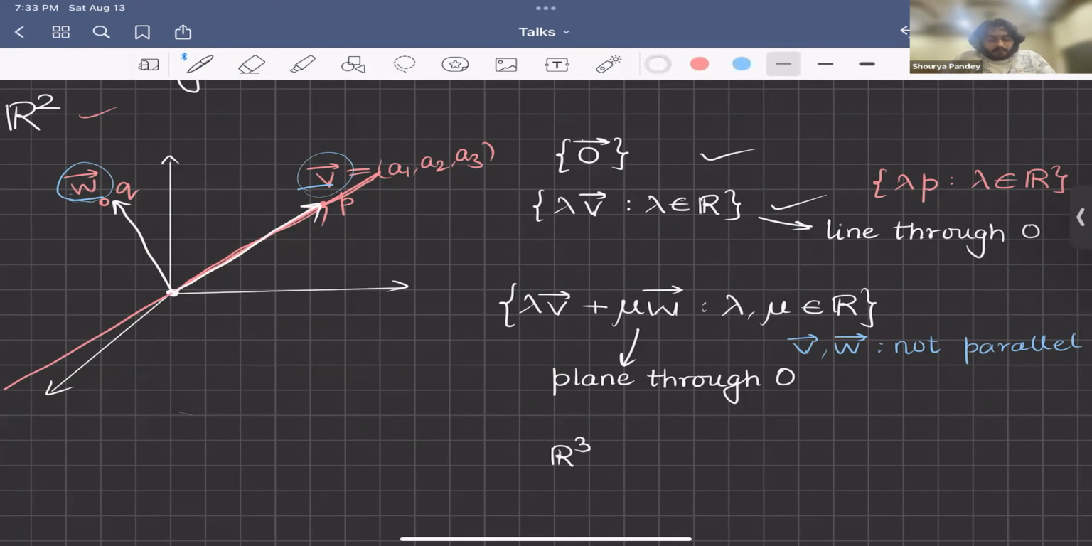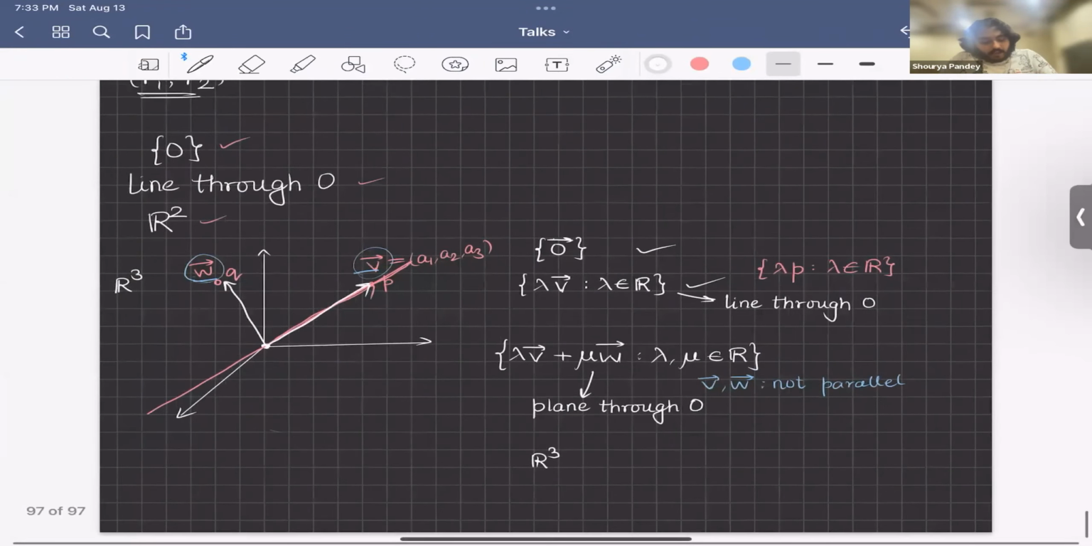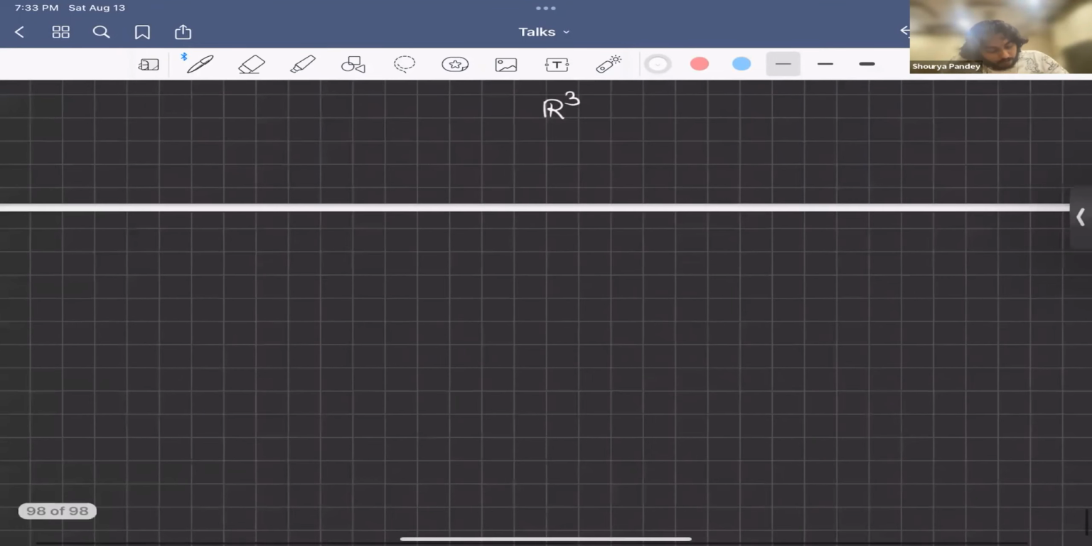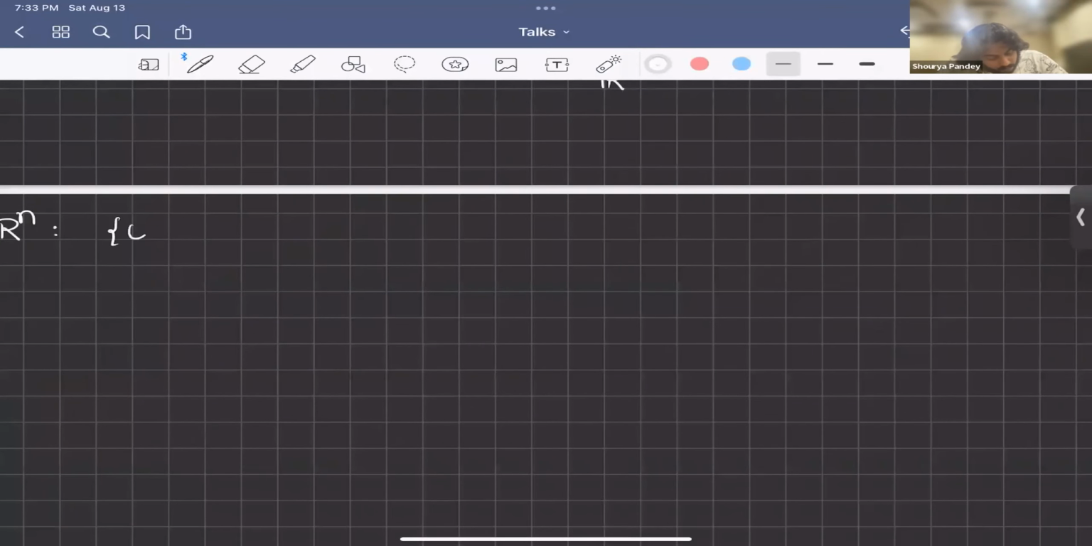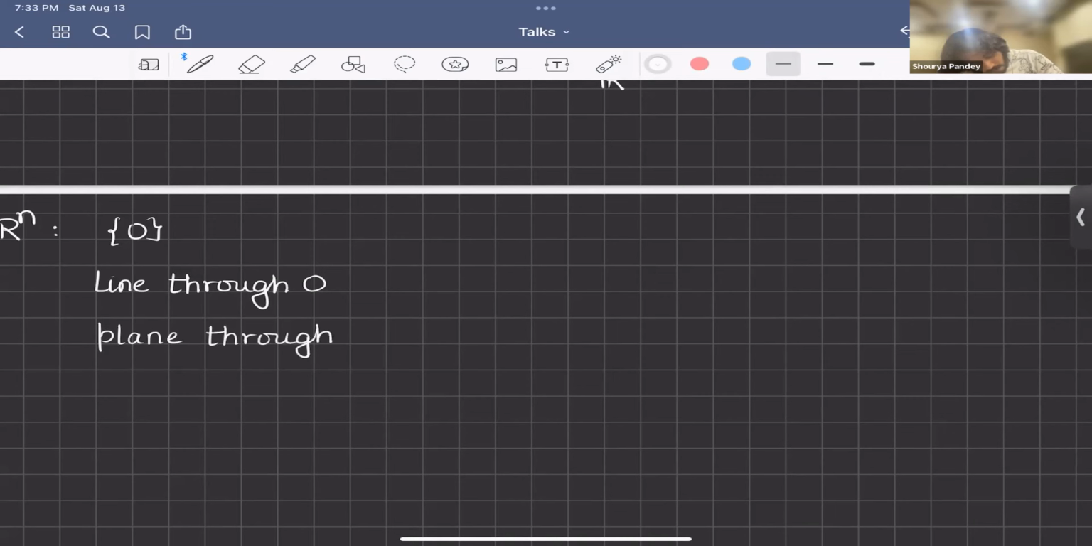And if you extend this further, I'm saying that you'll get R cubed. And you can show it actually. I'm not going to show everything here, but my point is that for R to the n, we either get the origin, or a line through O, and then we get planes through O, and then whatever the three-dimensional generalization of a plane is.